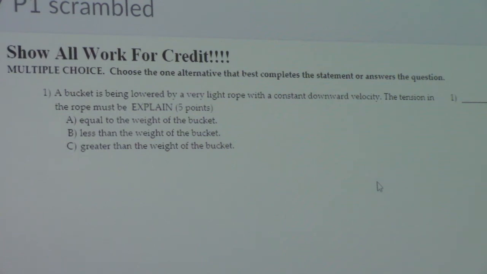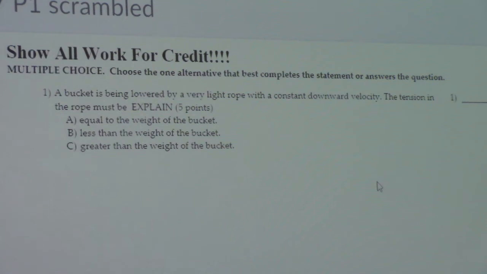A bucket is being lowered by a very light rope with a constant downward velocity. The tension must be equal to the weight, less than the weight, greater than the weight. Well, in this problem, constant velocity means the acceleration is 0. So we're seeing what's going on right at this instant. Constant downward velocity. That means the acceleration is 0. There's no net force. So it's got to be equal to the weight.